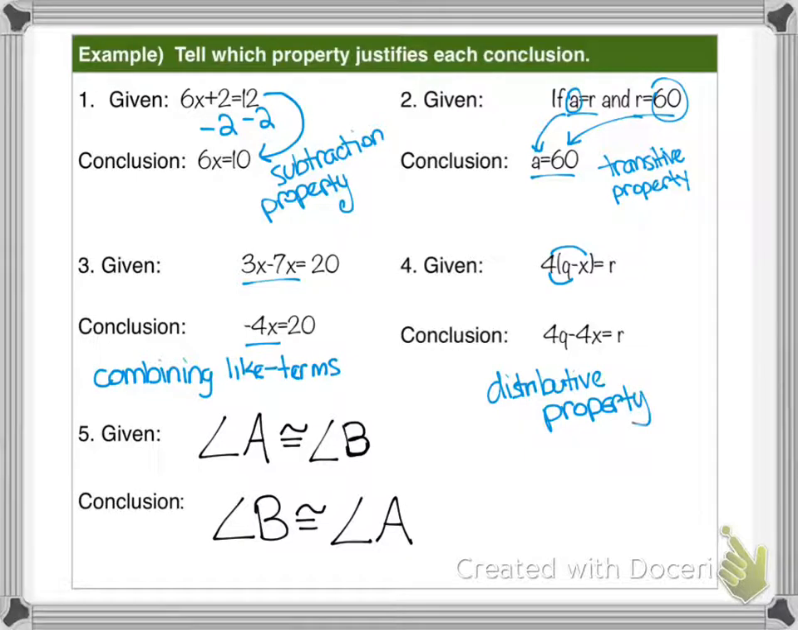And the last one. Given that A is congruent to B, then angle B is congruent to angle A. So here they just switched the order they wrote something in, so that is symmetric. Symmetric.